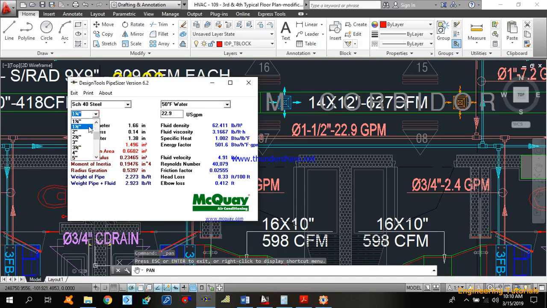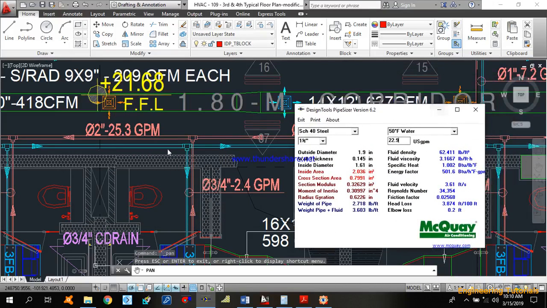Let's move to the higher side, that is 1.5 inches, and give our GPM 22.9 GPM. As you can see, fluid velocity is 3.61 feet per second and head loss is 3.874 feet per 100 feet. You can see that fluid velocity 3.61 is less than our specified fluid velocity, that is 4 feet per second, and head loss of 3.874 per 100 feet is less than our 4 feet per 100 feet. So we are good to go with this pipe size of 1.5 inches for 22.9 GPM.